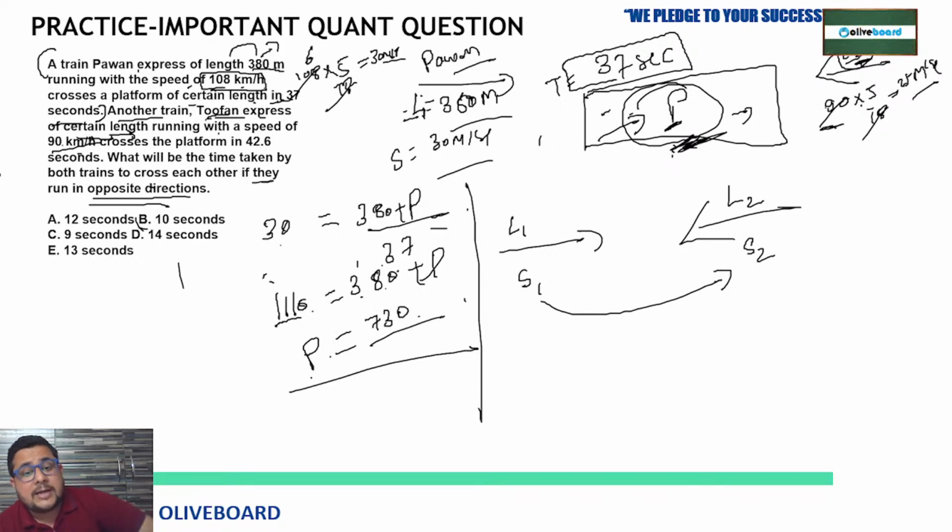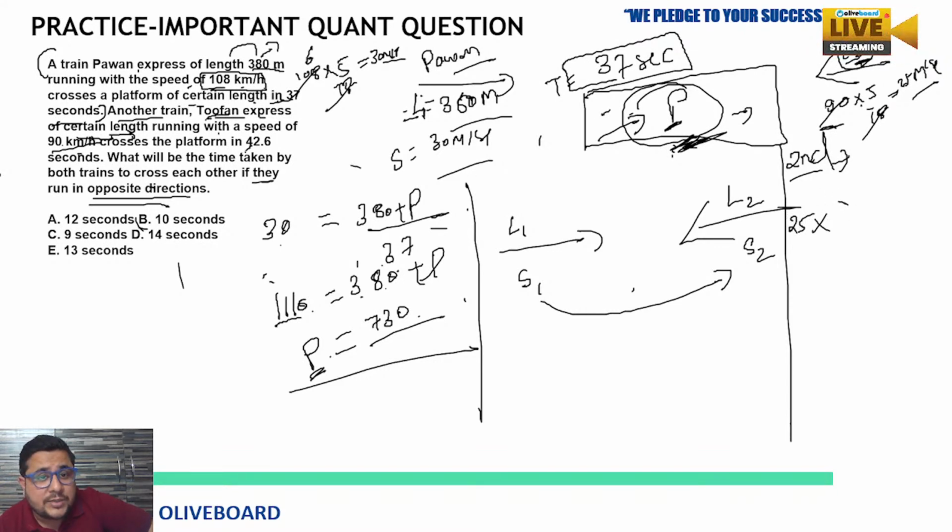So the length of the platform is 730. Now we will apply the same for the second train, Tufan Express. When Tufan Express crosses this platform, its speed is 25, and the time it takes is 42.6 seconds.